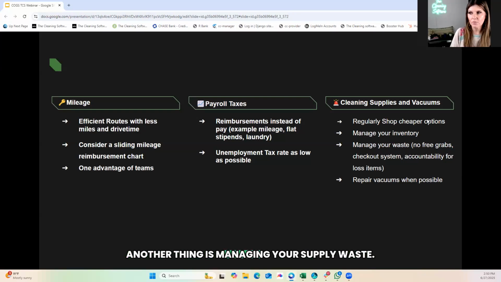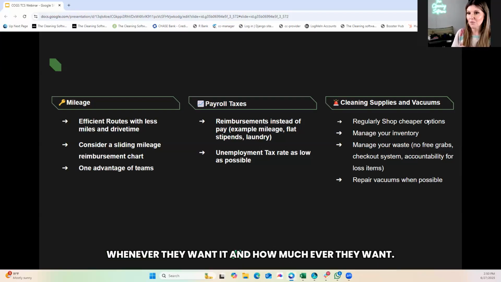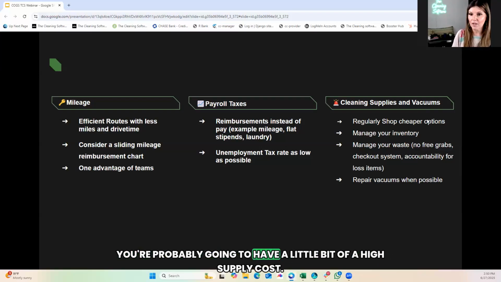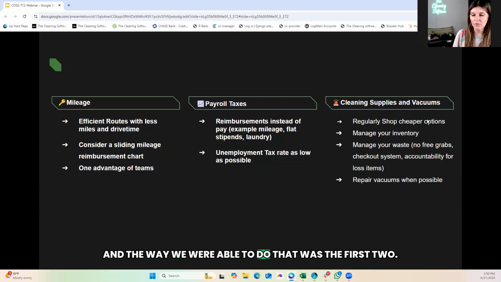Another thing is managing your supply waste. If you have a system in place where cleaners can just come in and grab and go and get whatever they want, whenever they want it, and however much they want, you're probably going to have a high supply cost. You have got to be able to monitor that. We did have a supply issue. We do not anymore. I think our supply cost is less than 1%. And the way we were able to do that was the first two.